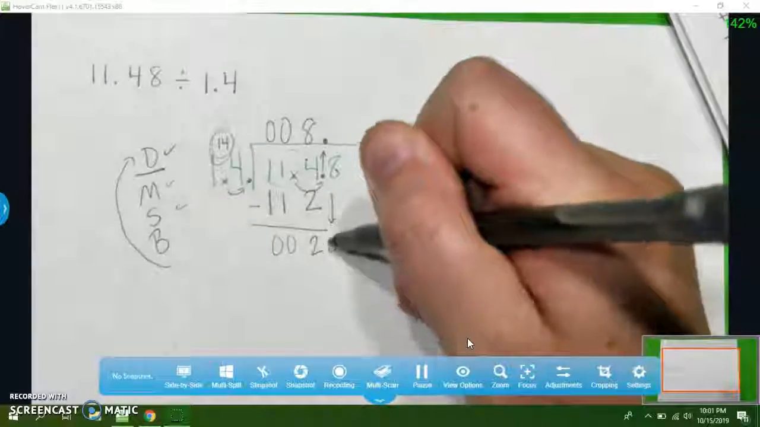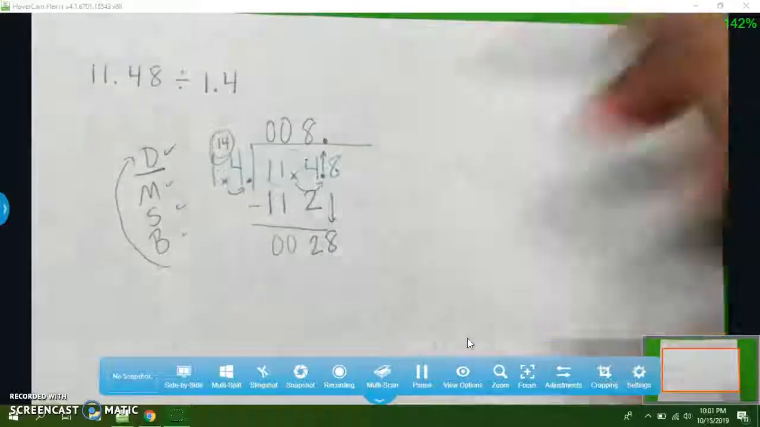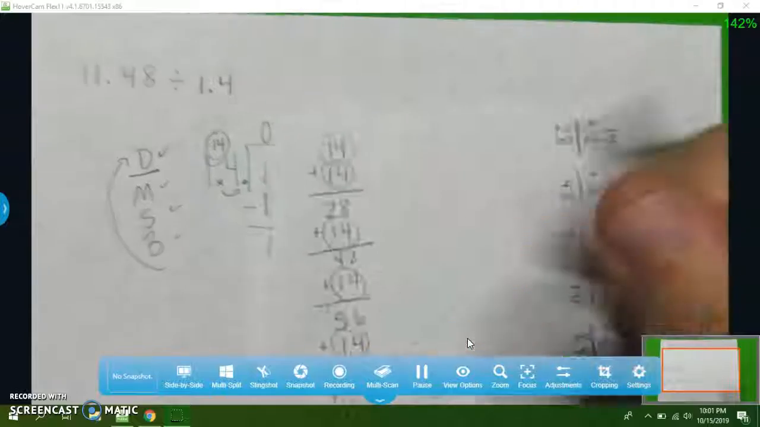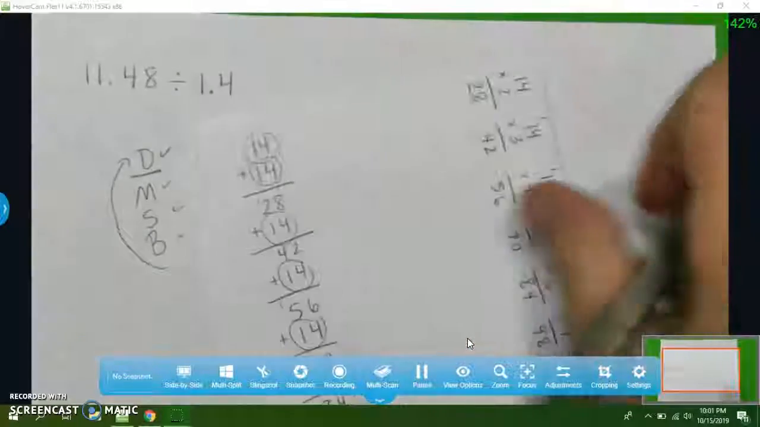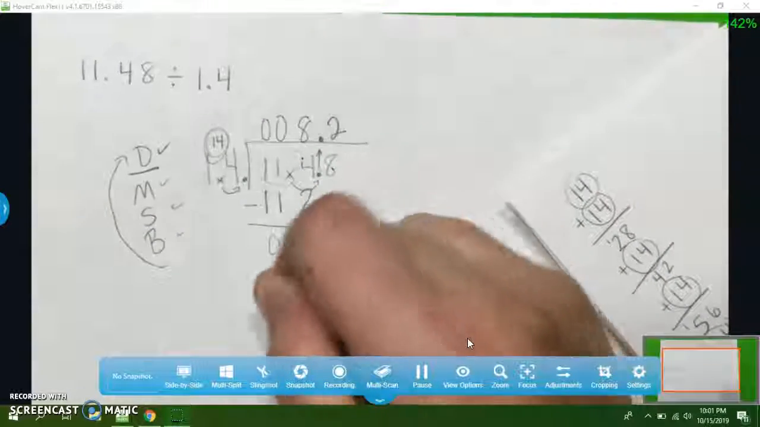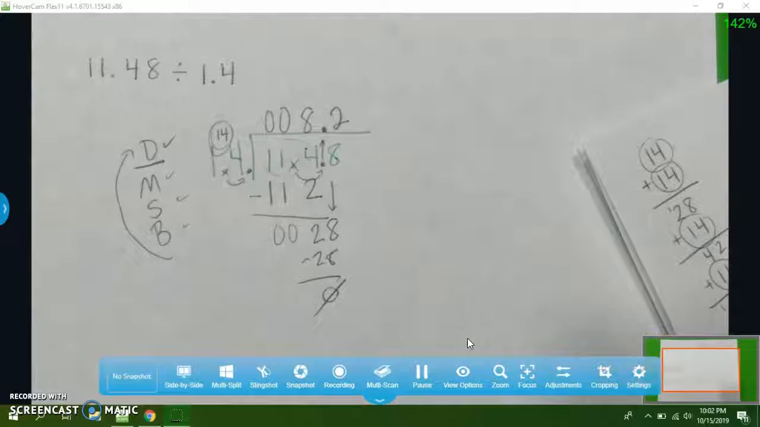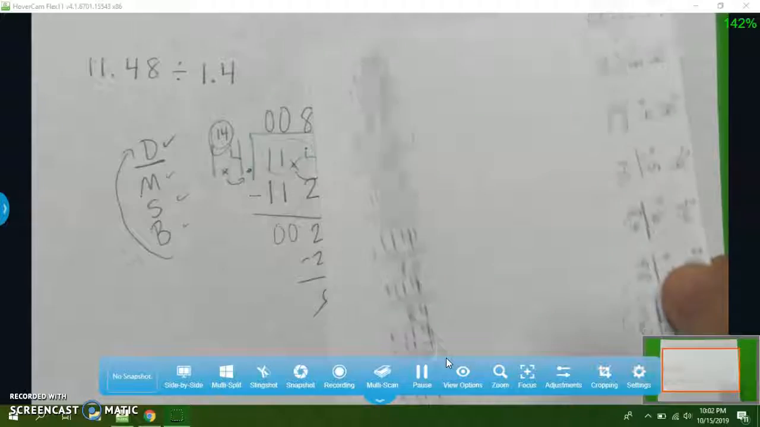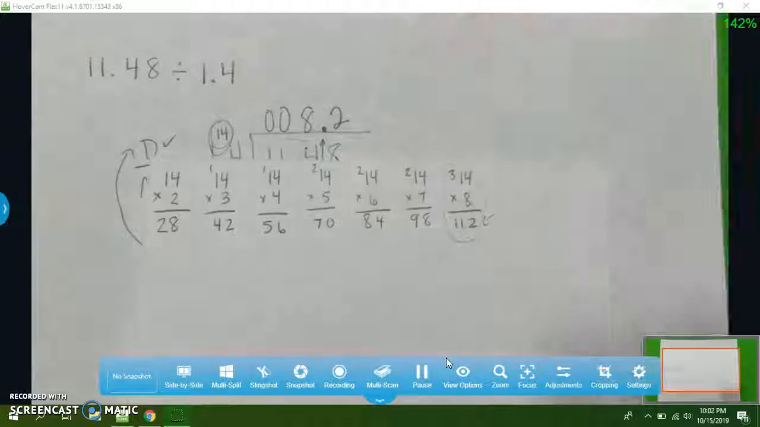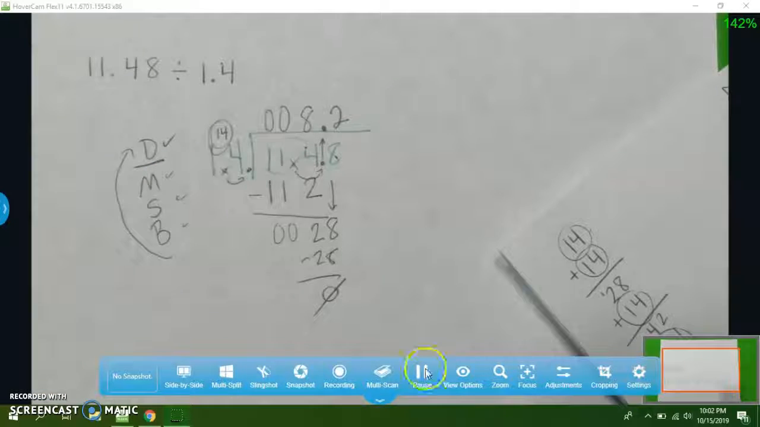Bring it on down. And then 14 into 28. I can go back to my add up strategy. It took 2 of them to get to 28. And I am done. And it worked out perfectly. That's how I know I'm done. So my quotient here would be 8 and 2/10. So keep your numbers lined up nicely and make sure you're taking the time to use the add up strategy or the multiplication key if you need to for whatever number is your divisor.